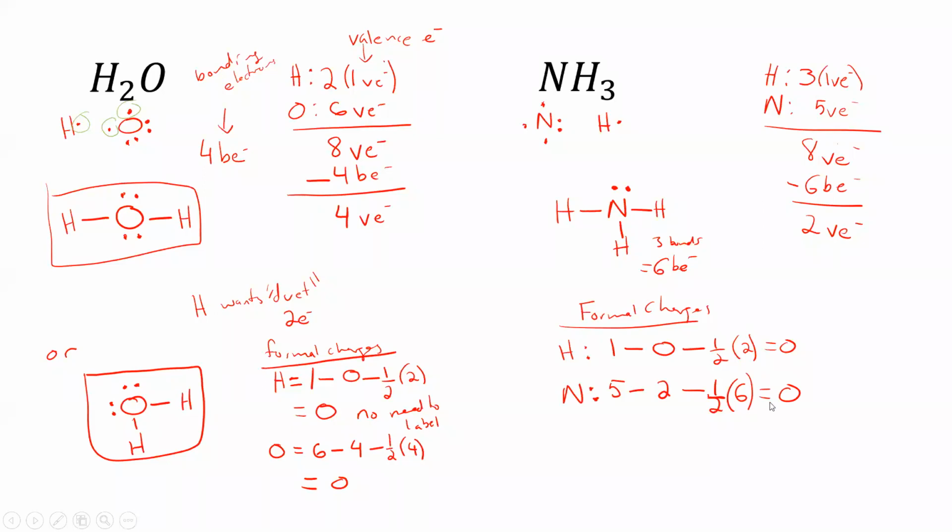Okay. So those are some pretty straightforward, pretty simple structures. And again, if you go through these rules each time, you'll be in pretty good shape to get the right Lewis structure, or very close to the right Lewis structure each time, okay?